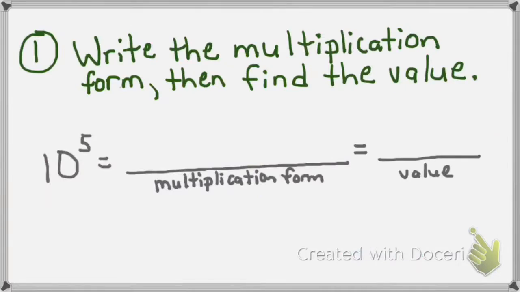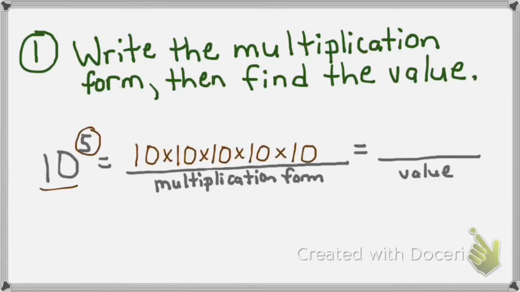Let's take a look at example number 1. The directions say write the multiplication form, then find the value. So my base is 10, my exponent is 5. So I have 10 to the 5th power. The multiplication form is the problem I would solve to figure this out. So I see an exponent, and what does exponent say? Base, you need to show yourself to the 5th graders 5 times. And since base is 10, he needs to show himself to us 5 times. So the multiplication form would be 10 times 10 times 10 times 10 times 10, because the base 10 is shown 5 times.